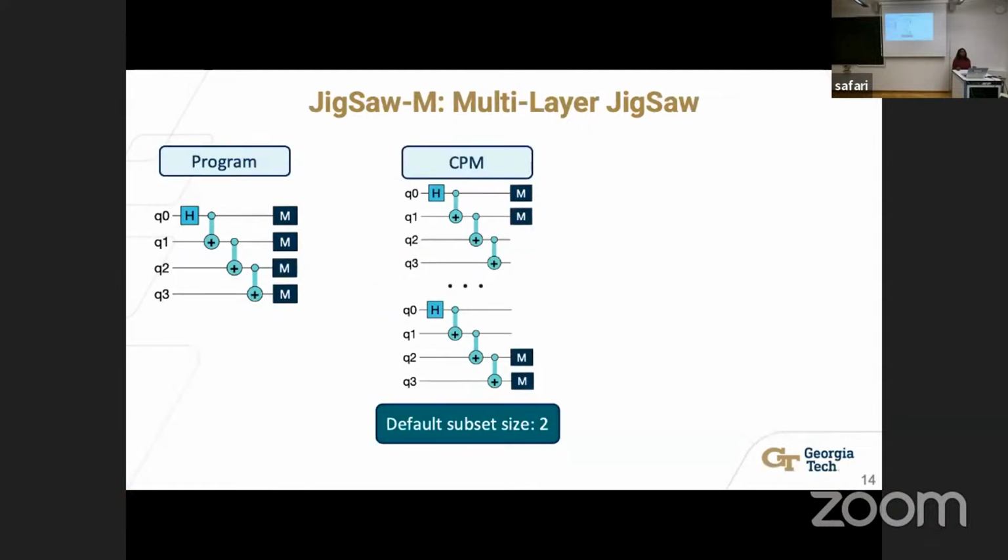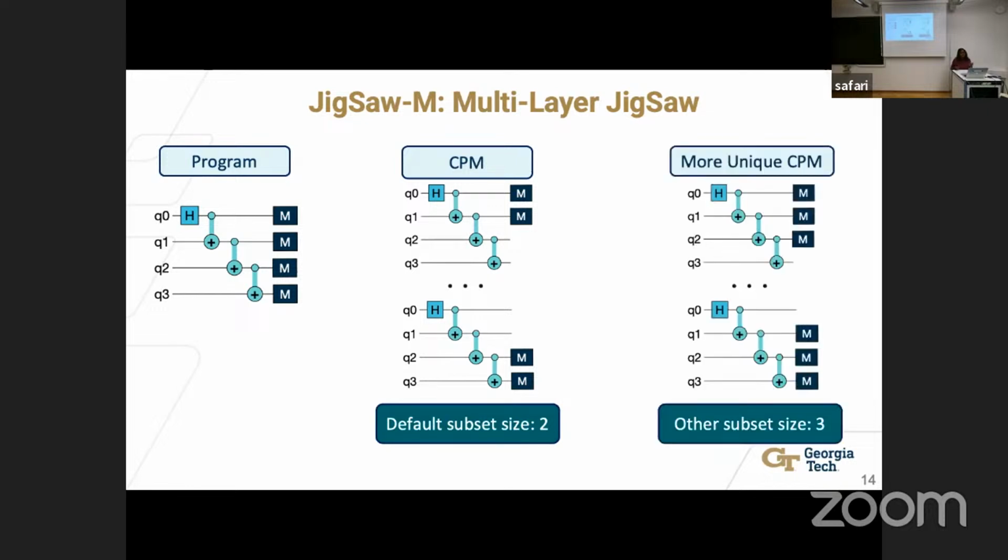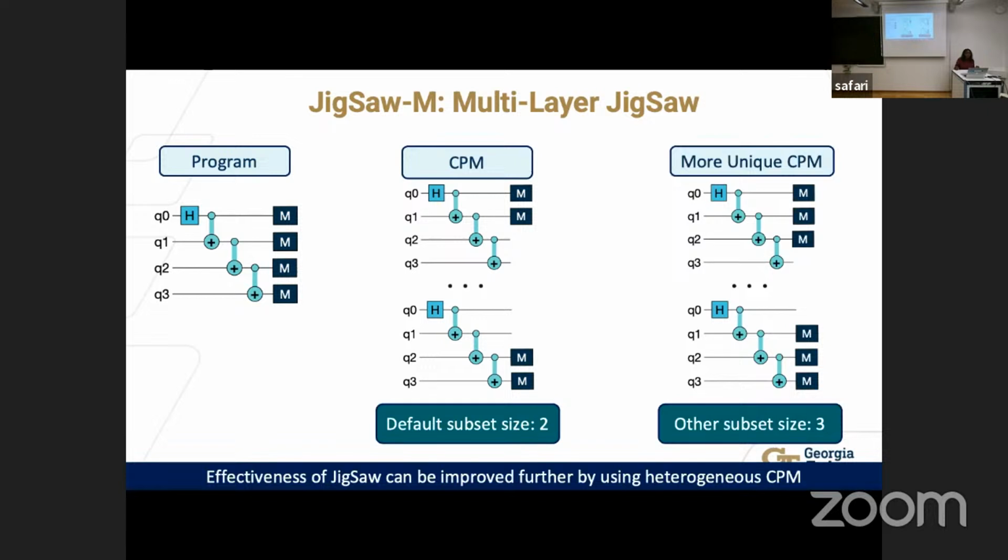In fact, you don't have to just stick to a default subset size of 2, which we are using in our study. You can actually develop a more unique set of circuits with partial measurements by playing around with the subset sizes. Then you can basically do an enhanced version, which is way more effective, by using these heterogeneous CPM.